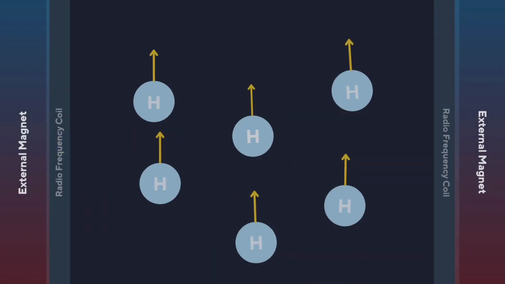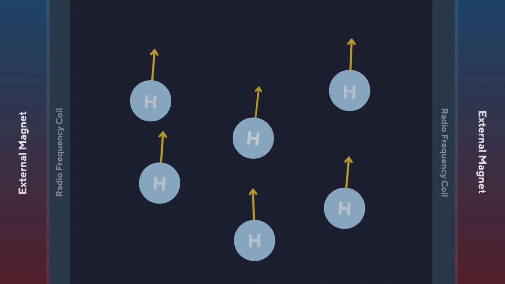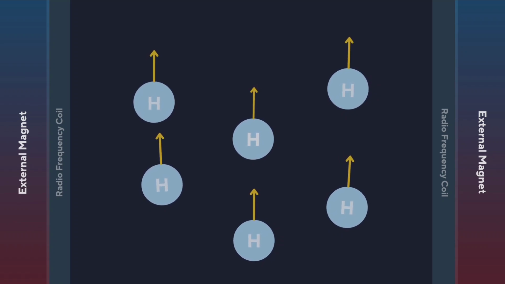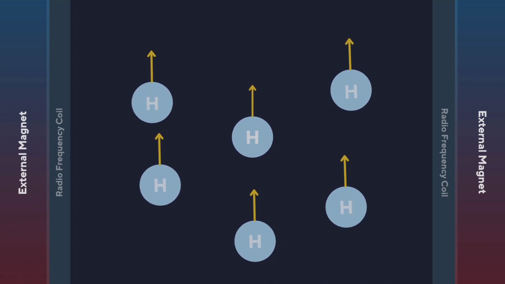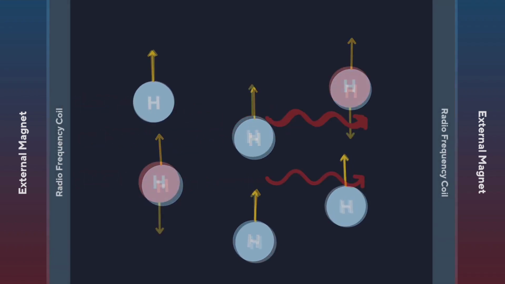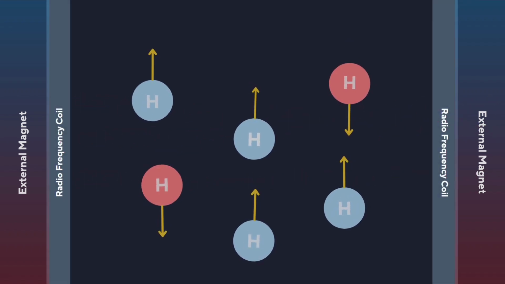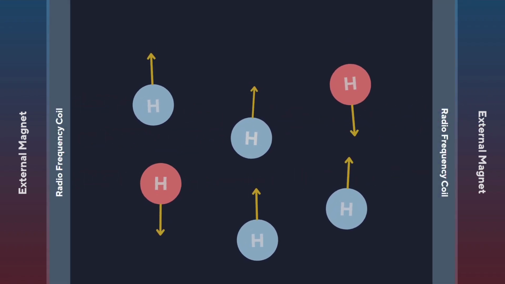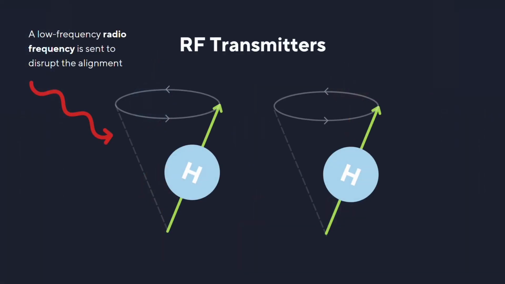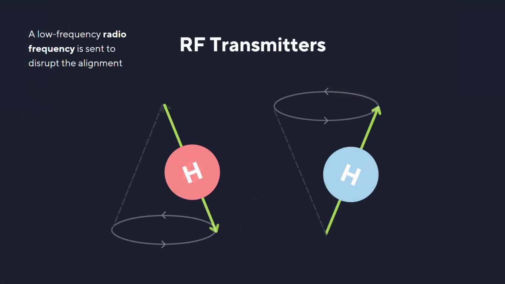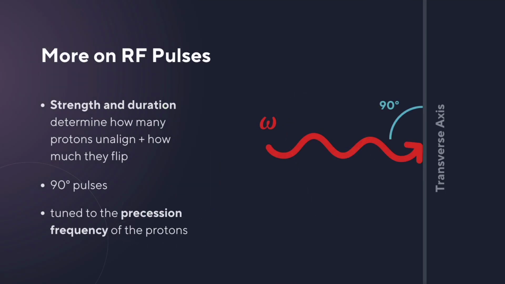Radio frequency, or RF pulses, are directed at the subject within the external magnetic field. These low-frequency pulses flip the protons in the hydrogen atoms out of alignment with the external magnetic field. Instead, they begin to precess in alignment with the transverse plane, which is a higher energy state.